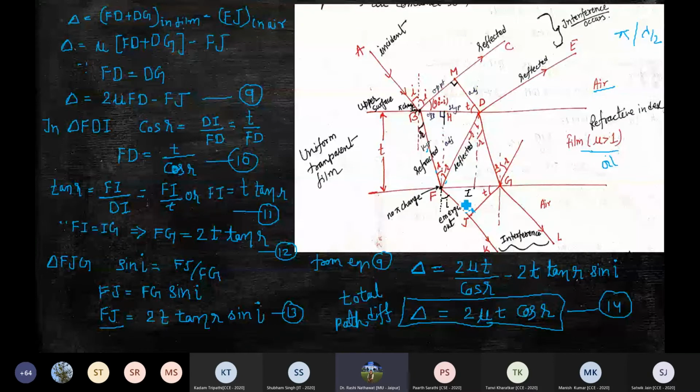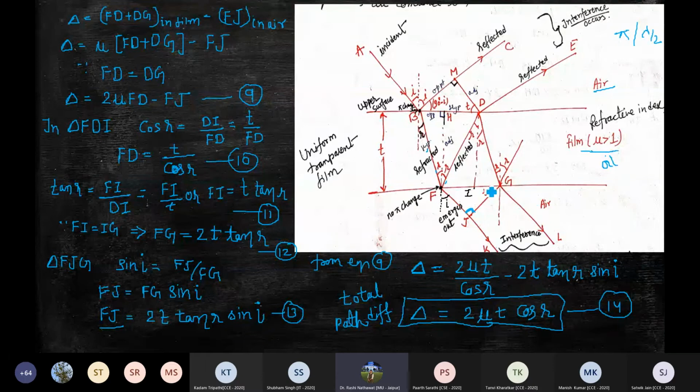Now, not only one will directly emerge out; there will be another that will again cross like this. There will be more options to travel inside the film, and then they will emerge out. So we are considering only two waves here. One is transmitting in the form of Fk, but another wave goes back into the media. It's reflected and then again refracted from D and comes to G, and from G it emerges out into the air.